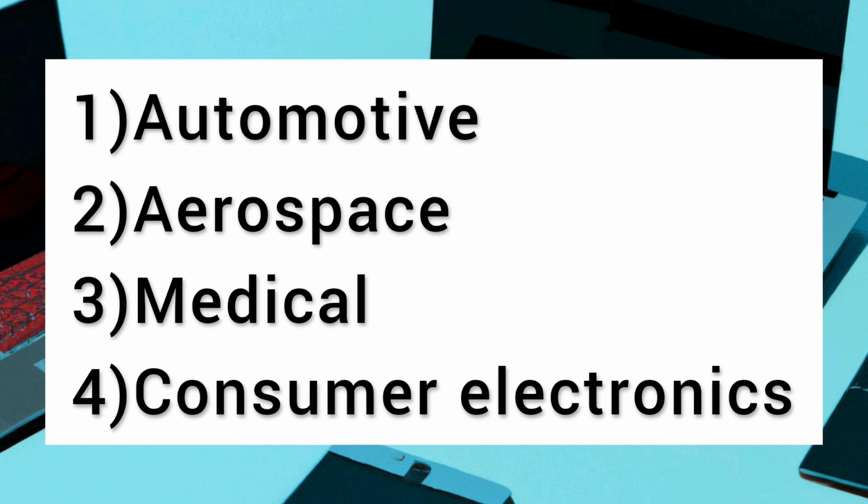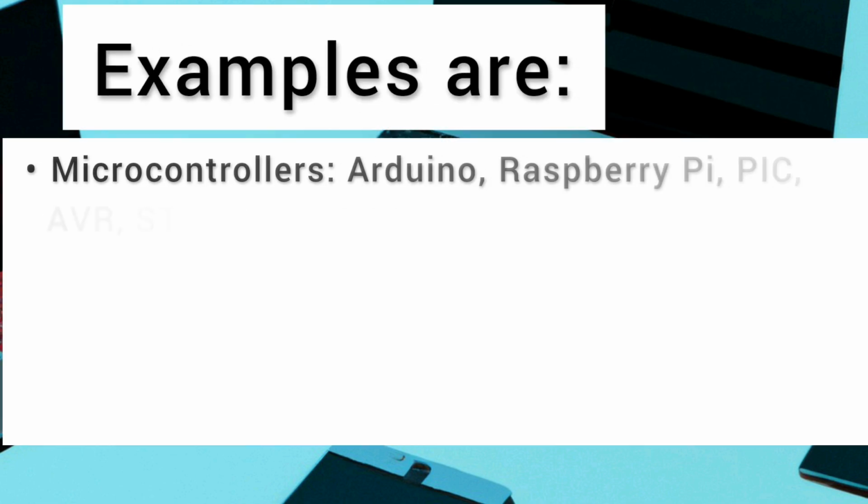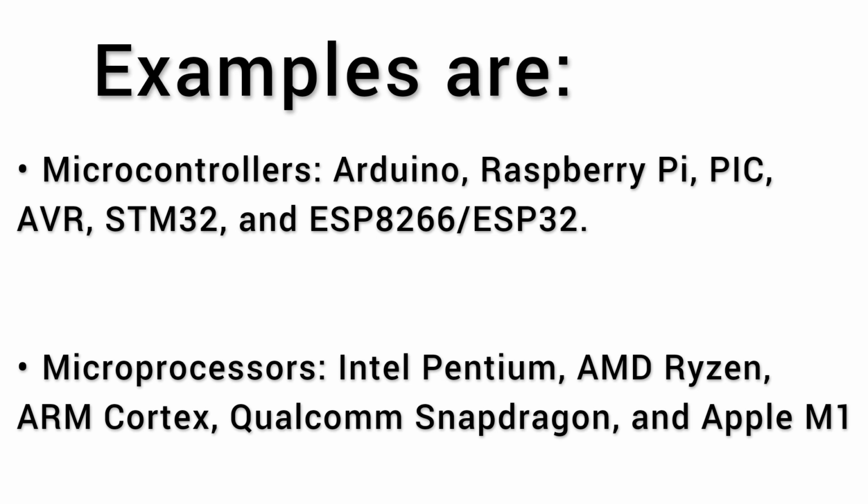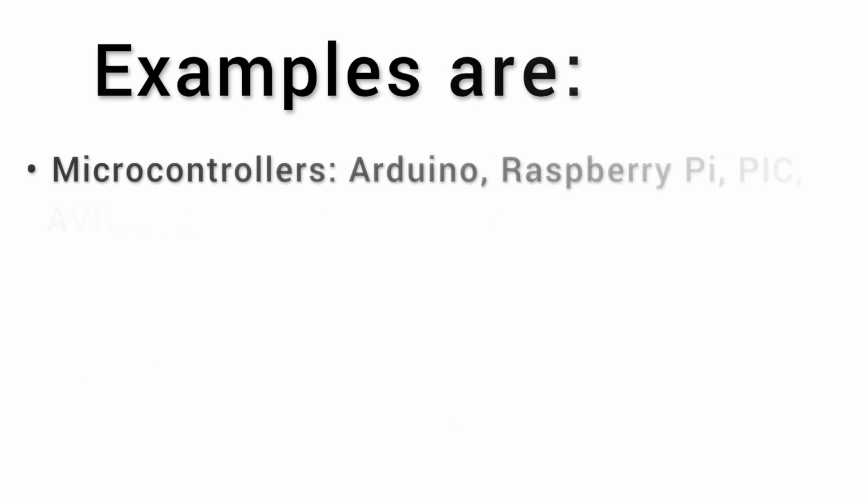So there are numerous examples of microcontrollers and microprocessors available in the market today. Some of the most popular ones include, in microcontrollers, Arduino, Raspberry Pi, PIC, AVR, STM32, etc. And in microprocessors, there is Intel Pentium, AMD Ryzen, ARM Cortex, Qualcomm Snapdragon, and Apple M1.